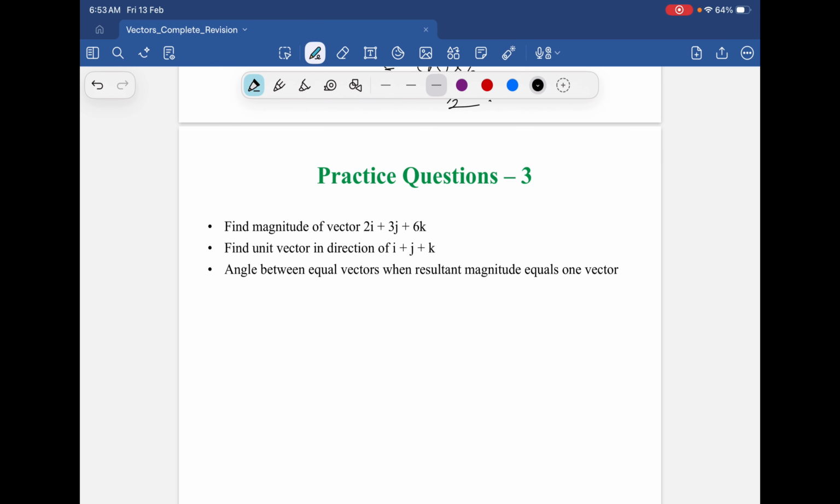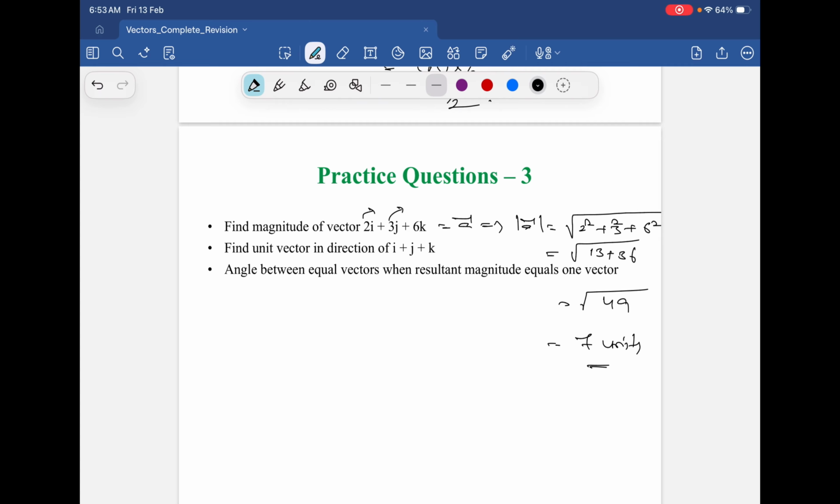Magnitude of a vector, if you call this vector a bar, what will mod of a be? Already we have seen, under root of component squares: x component square 2 square, y component square 3 square, z component square 6 square. Root of 4 plus 9, 13, plus 36, root 49, which is equal to 7 units. Okay, the unit vector in the direction of i plus j plus k, I will give as homework for you. You can do this. Directly i plus j plus k by mod, root 3, you will get, right?